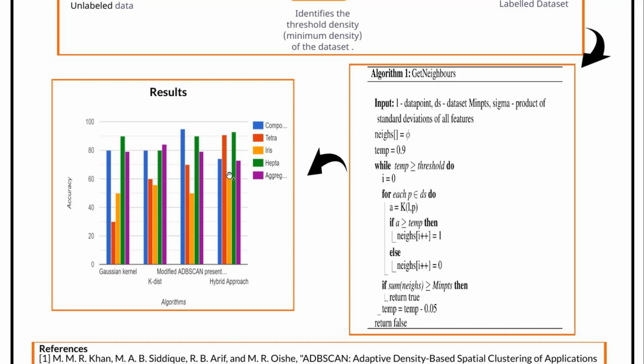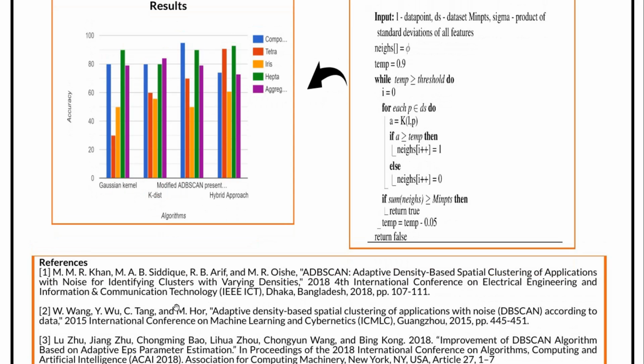Now let us see the results obtained from this algorithm. We have compared with other approaches suggested in various papers. Here in the reference section, we have the 3 papers that we have referred to compare our algorithm. And we can see in the graph here that our algorithm, that is the hybrid approach, outperforms other algorithms, and it successfully identifies varying density clusters. It also has the advantage that it detects clusters that are lying very close to each other, which the other algorithms fail to do.